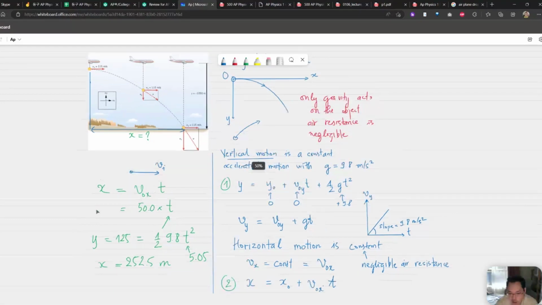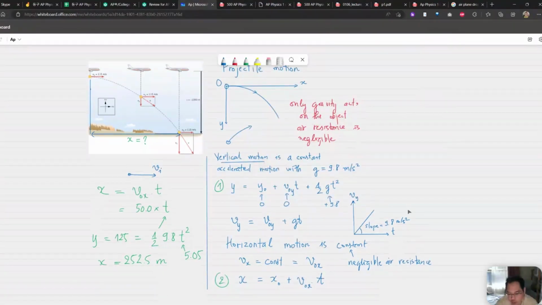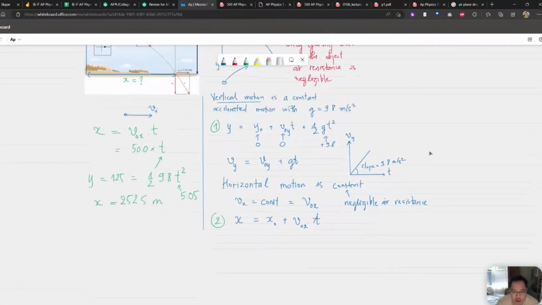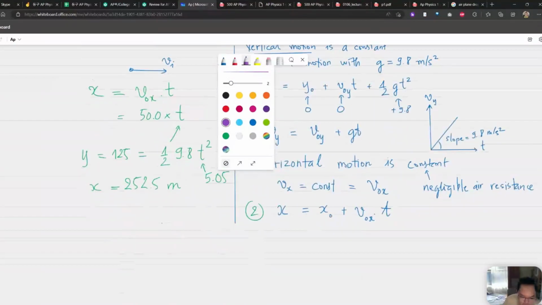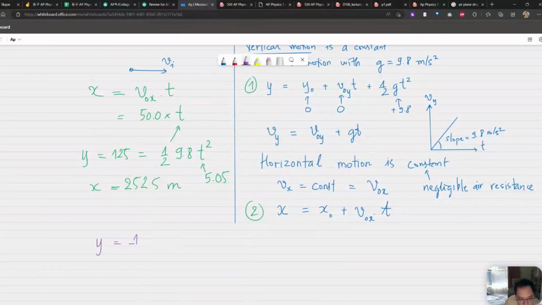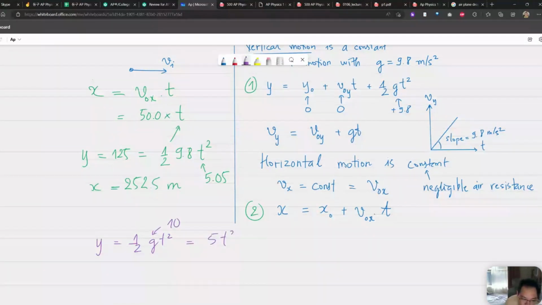There's another quicker way. It's like a trick if you really understand projectile motion. Because we know the equation for the vertical displacement is y equals 1/2 g t squared, we can take g approximately 10, and y here is 5t squared. It means that the vertical position is proportional to the square of time.